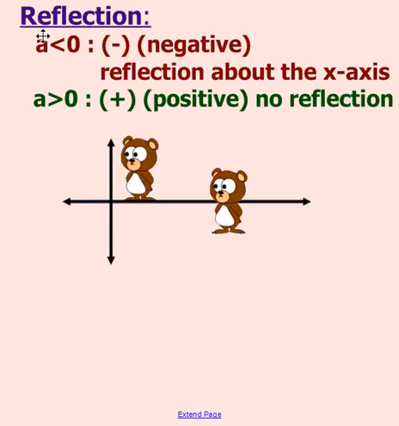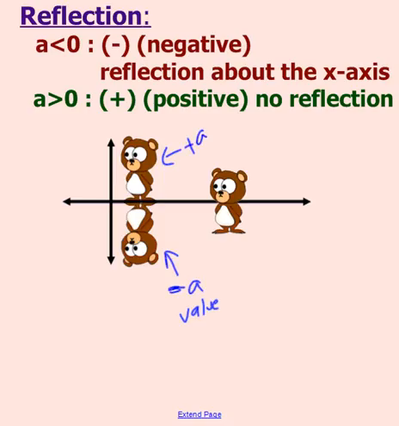Reflections deal with the A value. Whenever A is less than 0, or negative, it's a reflection about the x-axis. Whenever A is positive, there's no reflection, so it will be going in the same direction as the original, or the parent function.